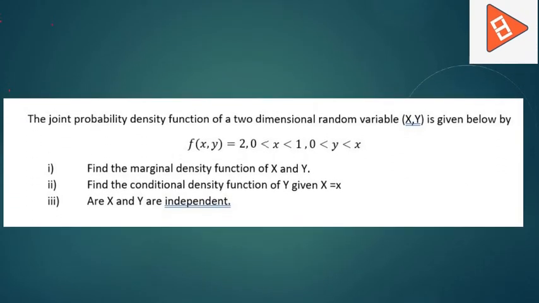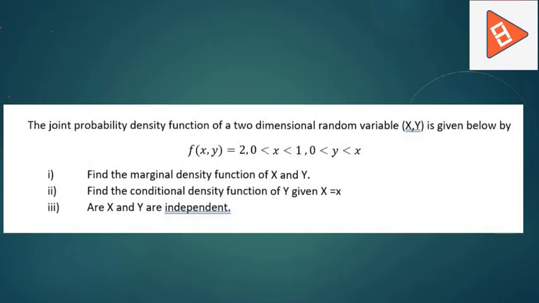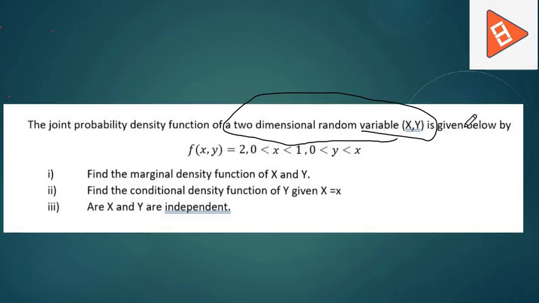The question of discussion is from the probability distribution function. The joint probability density function of a two-dimensional random variable x and y is given below. Here we have given that it is a two-dimensional random variable in the form of x and y. f of xy is equal to 2 for all 0 less than x less than 1 and 0 less than y less than x. These are the range of y and this is the range of x on which our distribution function is defined.